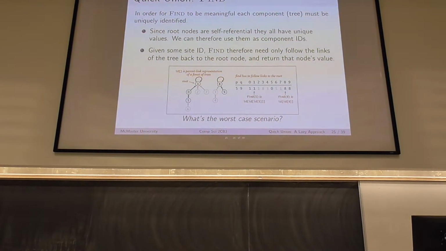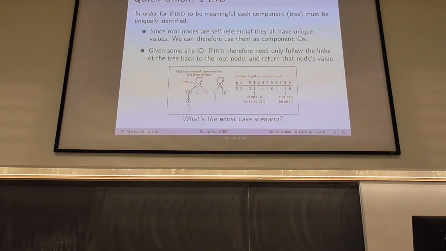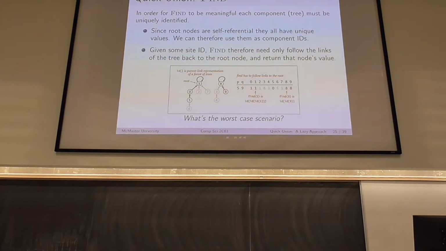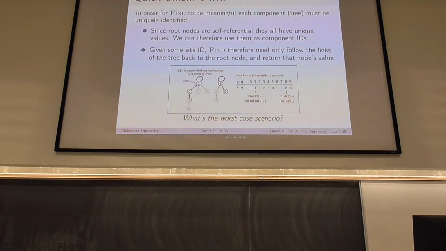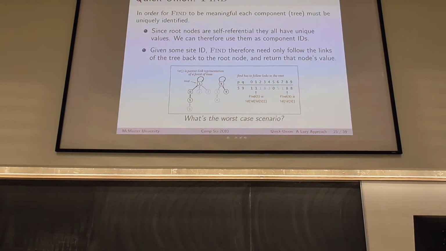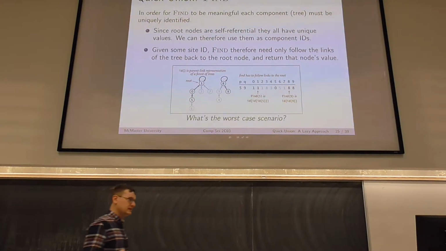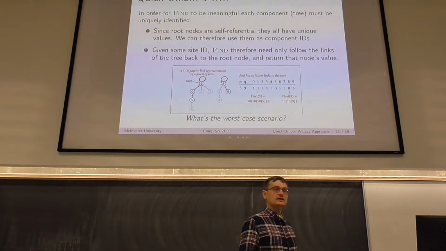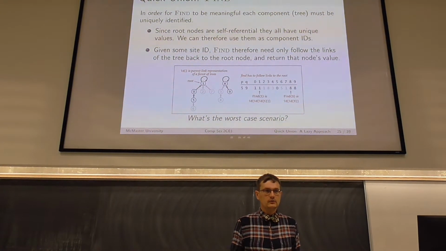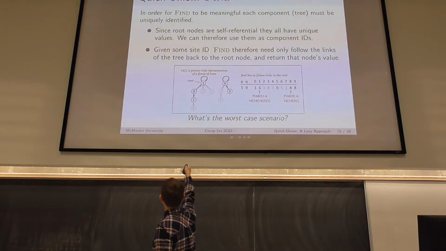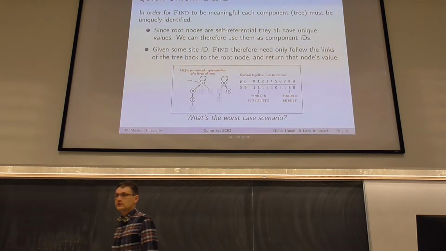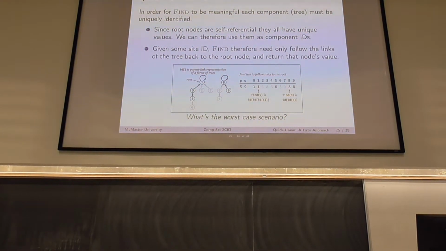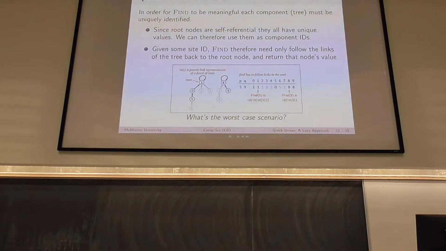Find still needs to do the same thing, which is it needs to return a unique identifier based on what component any particular node is in, right? So, the manner in which we have decided to do it, the way this works in Quick Union, we simply step into the data structure at the point of the node we're trying to look up. We then follow the links back up to the root node. And the site identification number of the root node is our component ID for that tree. Does that make sense?